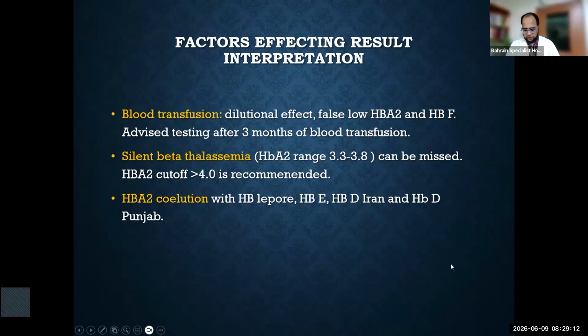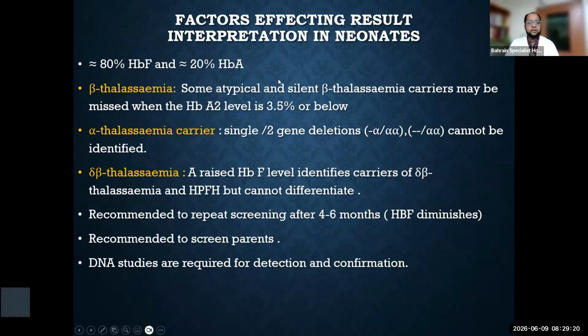Yes, as I told earlier, silent beta thals can be missed, and HbA2 coelutions have to be kept in mind. In neonatal screening, one more issue is that the majority of the hemoglobin is HbF, so we are actually seeing only 20% of the hemoglobin. So this becomes the problem. That's why it is advised to repeat after 3 months, so that the other portions of hemoglobin which are abnormal can be eluted. Similarly, the alpha thal carriers, single or two gene deletions, will not be detected, and that has to be confirmed with DNA studies.